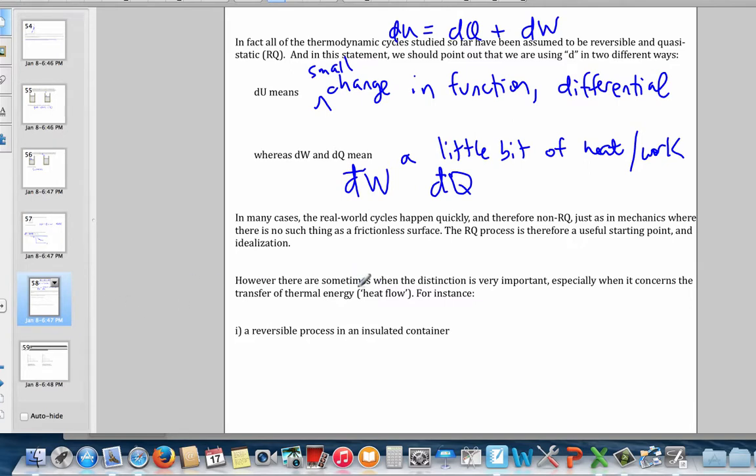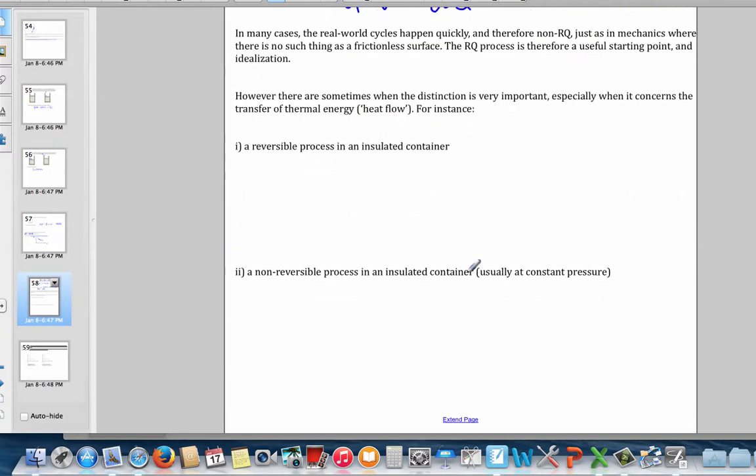Now, we have already introduced a little vocabulary that shows us that sometimes this distinction between reversible and irreversible is important. That'll come up later when we're looking at how refrigerators work. There are two names that we've already encountered that we'll use then when we're studying refrigerators. First of all, a reversible process in an insulated container. Well, because it's insulated, there's no flow of thermal energy. If that process is reversible, then we're dealing with an adiabatic change.